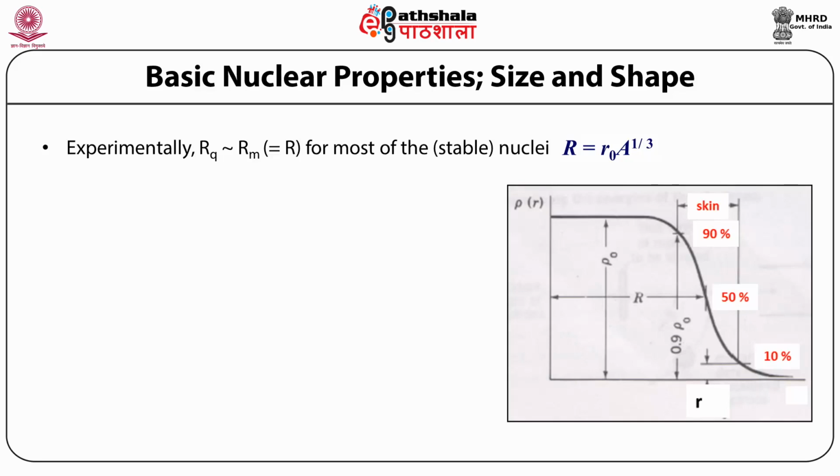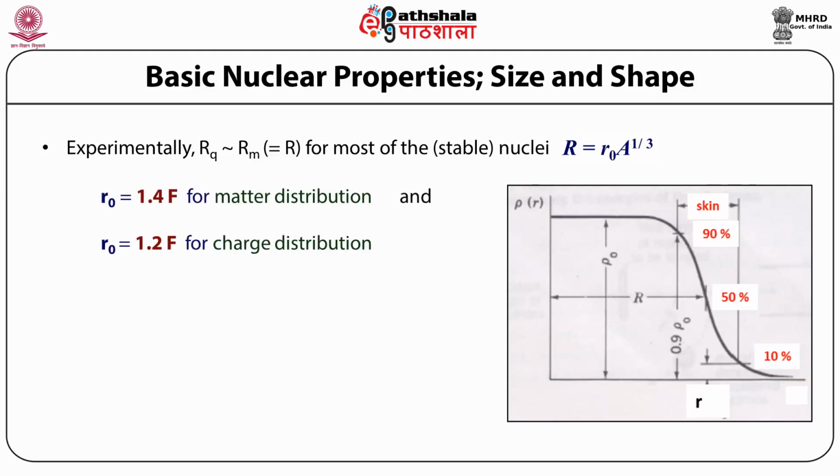So when we try to find a relation between the radius of the nucleus and the nucleon number, we come across this relation, R is equal to R0 A to the power 1/3, where R0 is equal to 1.4 fermi for matter distribution and R0 is equal to 1.2 fermi for charge distribution for most of the nuclei, and ρ0 is the density at the center of the nucleus.